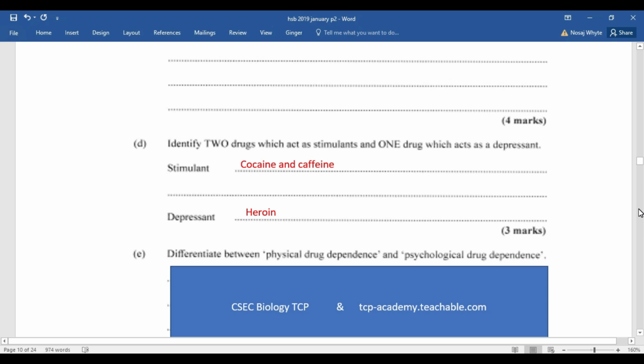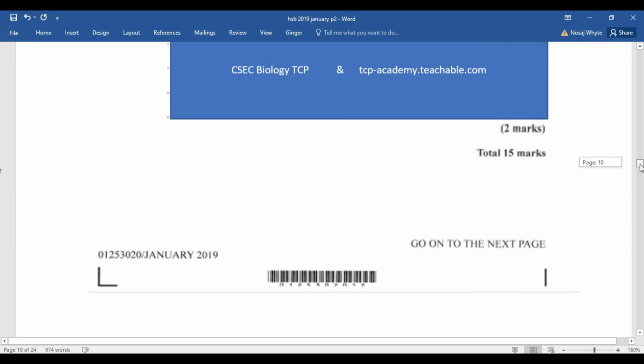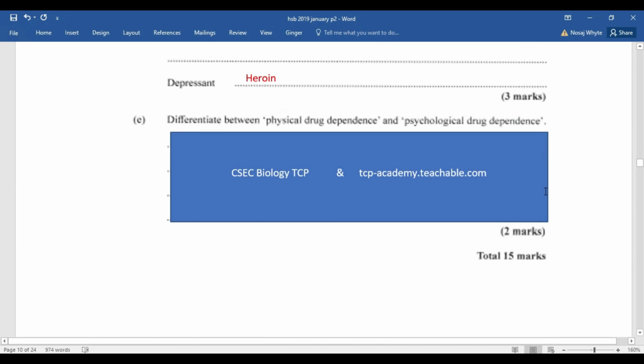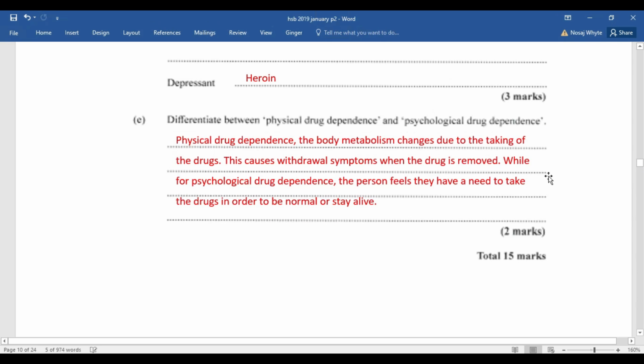Now differentiate between physical drug dependency and psychological drug dependency. Of course, this is usually at the back of the syllabus, a part of the syllabus that a lot of teachers might have challenges reaching this time of the year. But of course, I'll be covering it before you get to exam.